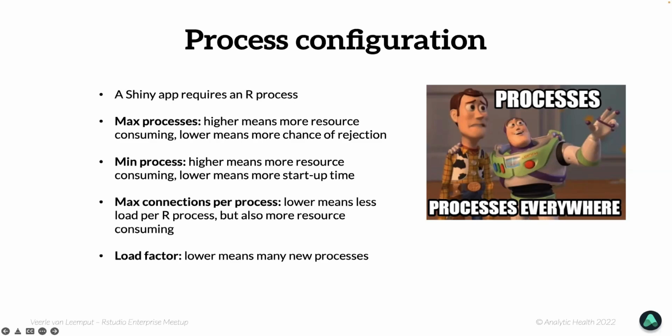The last one is load factor. That's a value between 0 and 1, and the lower means that you spin up many new processes. So if you have the maximum number of connections per process set to 5, for example, 5 users can simultaneously access your R session. If you set it very low, it means that as soon as these people start hitting buttons and doing calculations and asking things from the R session, they get redirected to another process, or a new process is being spun up to handle that load. In our case, it doesn't matter because we only have 1 connection per session, but it could mean a lot.